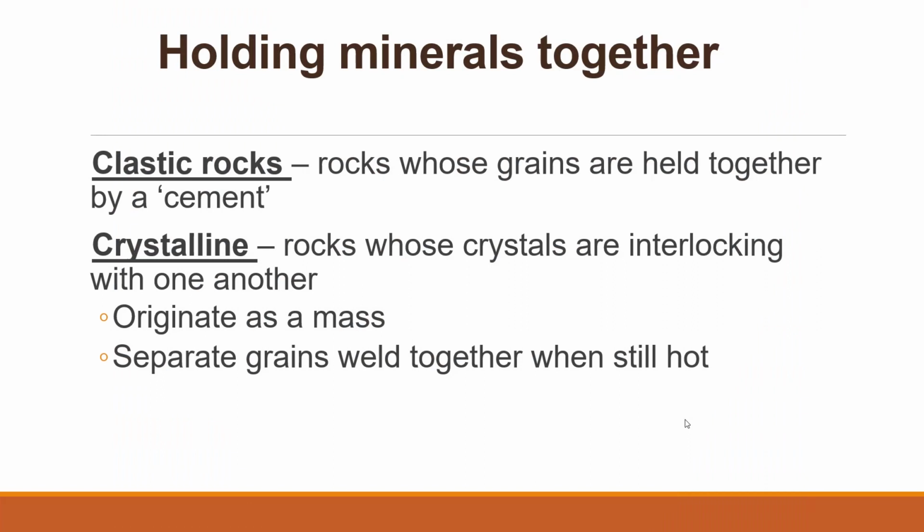So there are different ways to hold our minerals together to form rocks. We can have what are called clastic rocks. These are rocks where the grains are held together by some sort of a cement. And we can have crystalline rocks. These are rocks where the crystals are interlocking with one another. Crystalline rocks will either originate as a mass, meaning they're solidifying out of molten material, or it happens when separate grains are welded together when they're still hot.